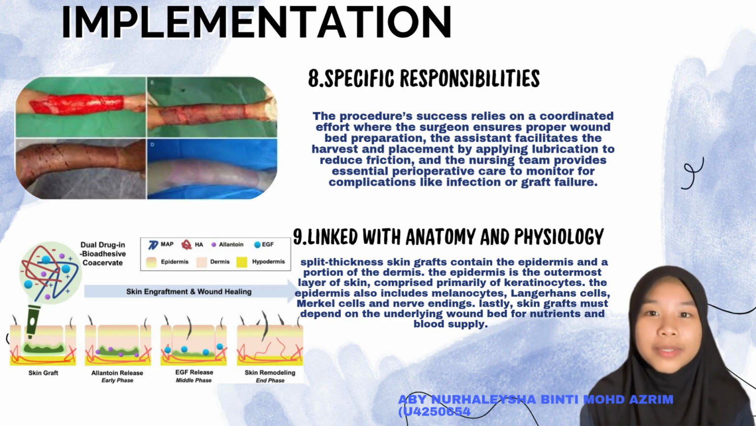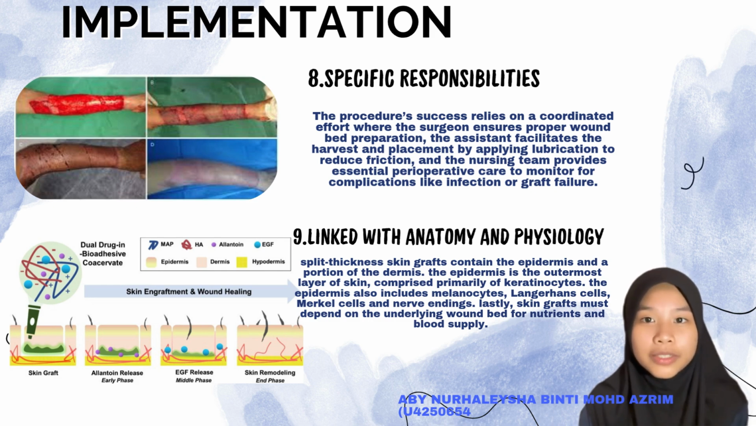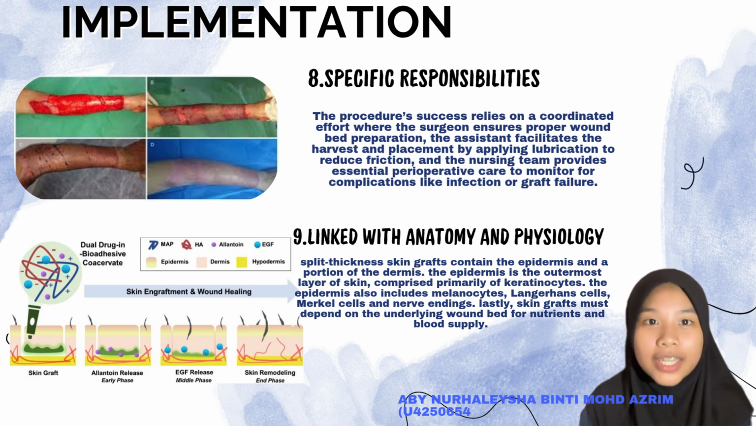Next are the specific responsibilities of the surgical team. The surgeon prepares the wound and performs the grafting. The assistant helps by handling instruments and supporting the procedure. The nurse ensures sterility, prepares equipment, and monitors the patient through the surgery.